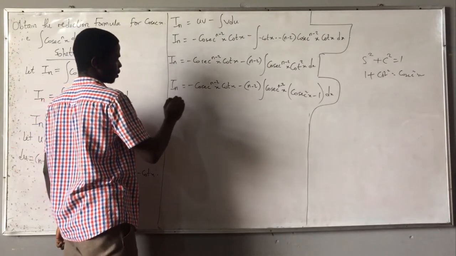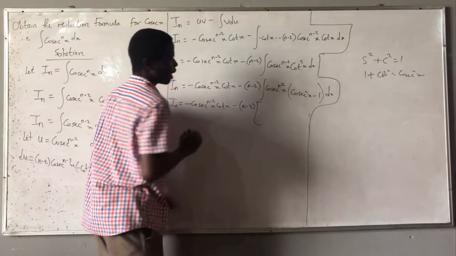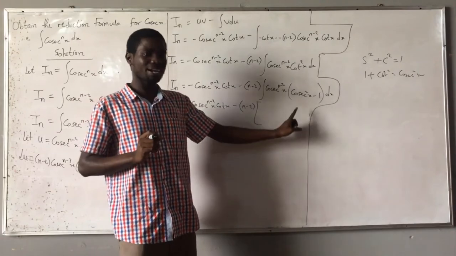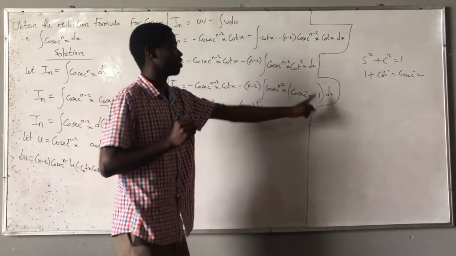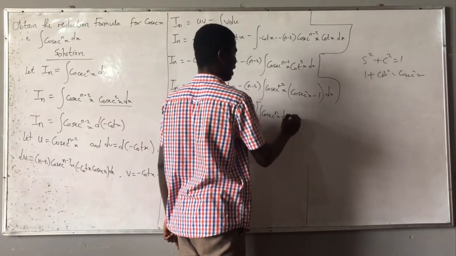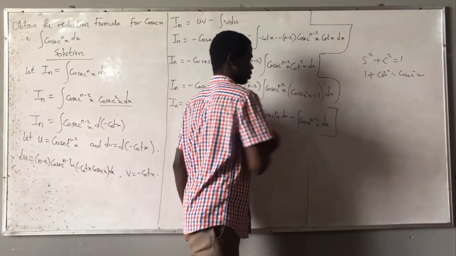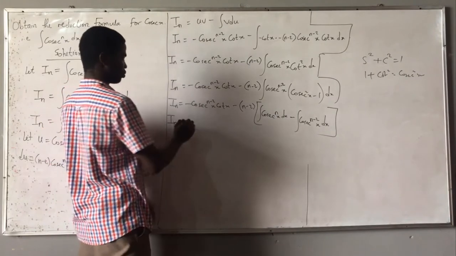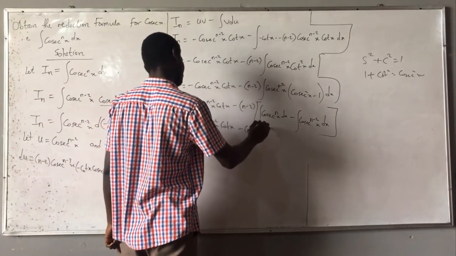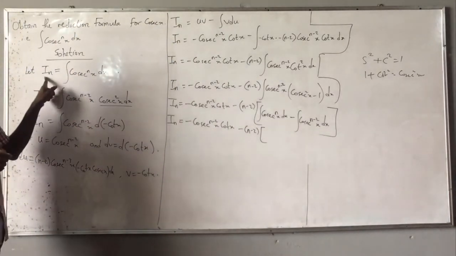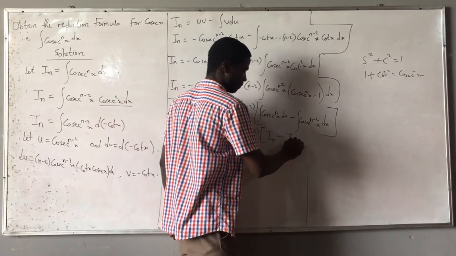So I_n is equal to minus cosec^(n-2) x cot x minus (n-2). Let me open a brief bracket. I'm going to have cosec^(n-2) multiplied by cosec^2 x, so I have the integral of cosec^n x dx, minus the integral of cosec^(n-2) x dx. That's what I'm going to obtain. So I_n is equal to minus cosec^(n-2) x cot x, then minus (n-2). Of course, the integral of cosec^n x dx is I_n. So I'm going to write this one as I_n minus, since I have n-2 here, this one will be I_(n-2).